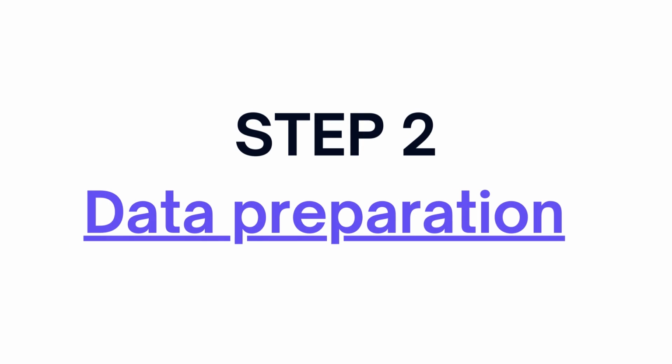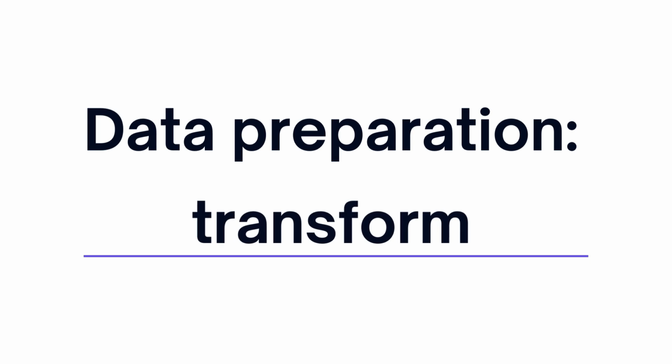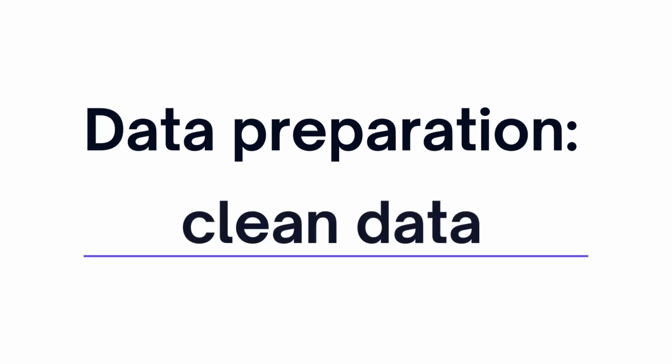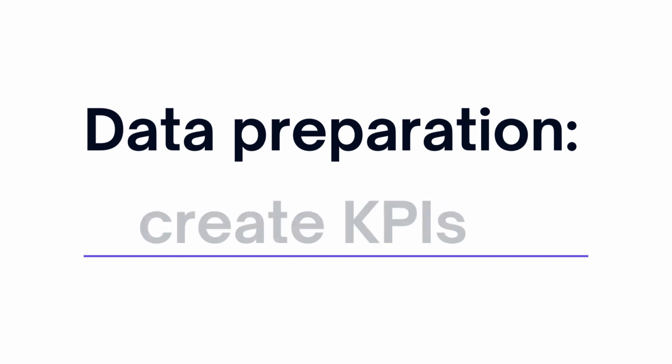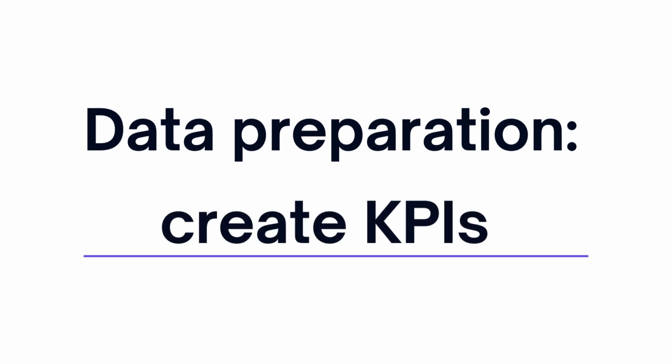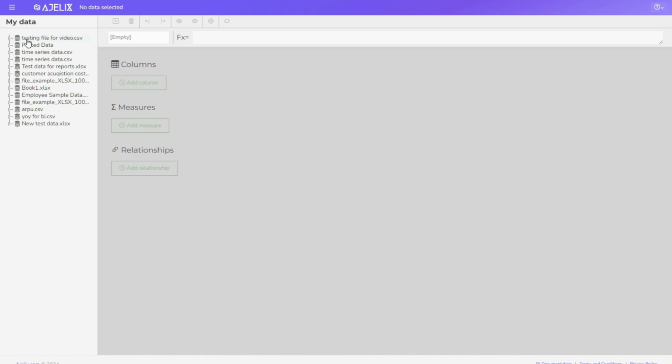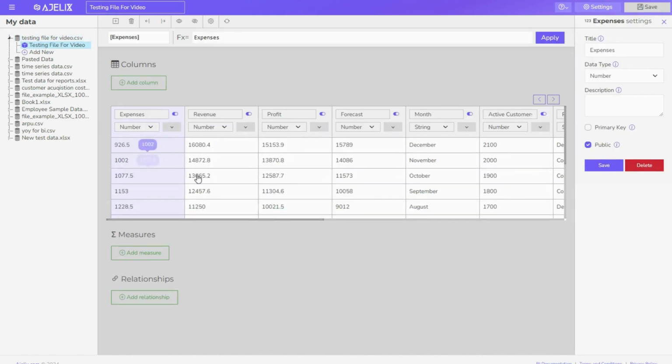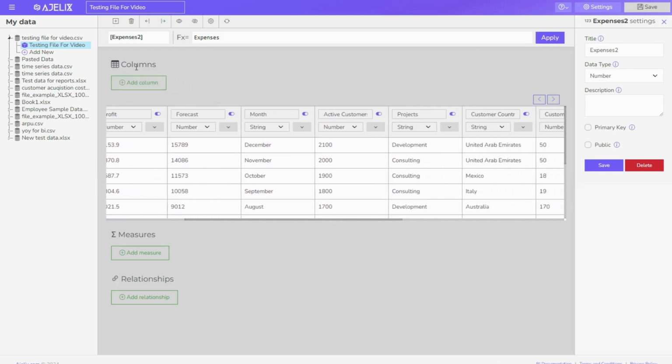Step 2. Data preparation. Data preparation is a process that helps you transform raw, messy data into a clean, useful format for analysis and KPI creation. Here's how to start. Expand the data source menu and select the data model you want to edit. Now you can see Data Preview, where you can rename columns, hide data, or change data formatting. This tool allows you to add calculated columns or convert existing ones into a new format.